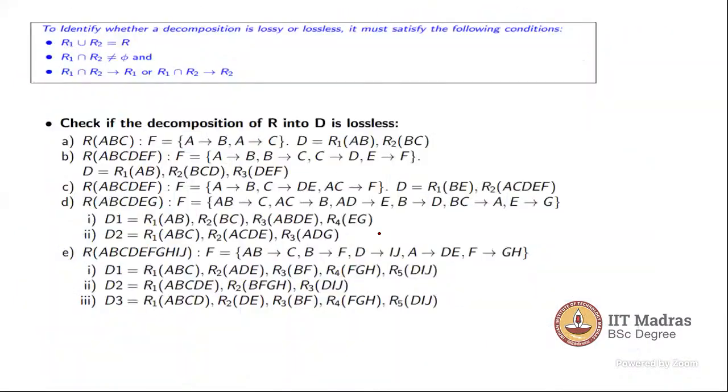Now there are some specific conditions from which we can determine whether our decomposition is lossy or lossless. The first condition is R1 union R2 must be equal to R. The second is R1 intersection R2 should not be equal to the empty set. The third condition is that R1 intersection R2 should determine R1. It may be R1 itself or a key from which we can determine R1, or similarly R2.